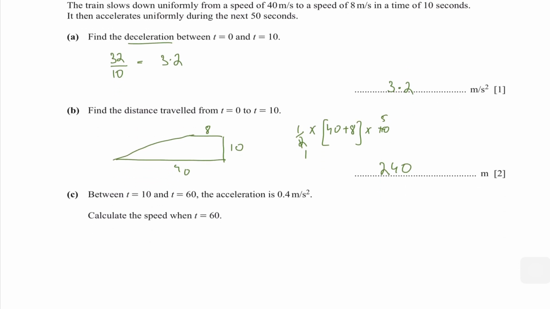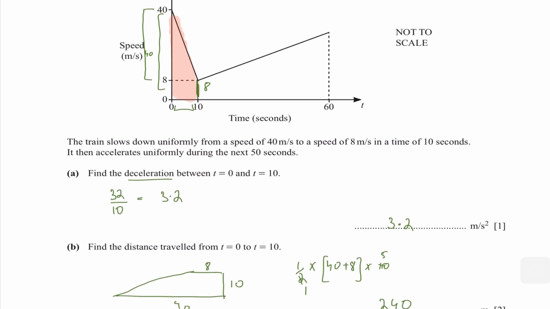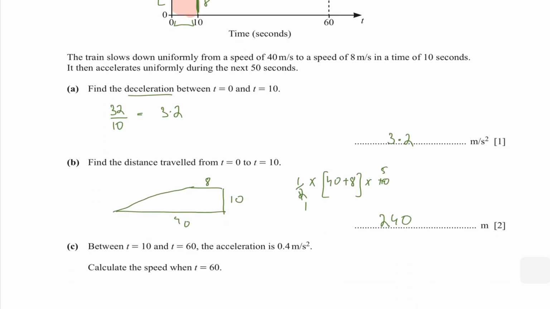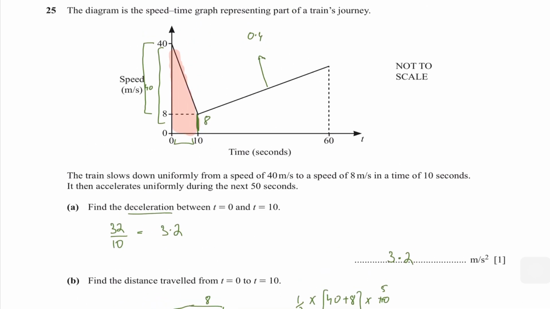Between t equals 0 and t equals 60, the acceleration is 0.4 meter per second square. Calculate the speed when t equals 60. So the acceleration of this region is 0.4, and I have to calculate the speed when t equals 60. Again, I'm going to use the same concept, change in speed upon change in time. I don't know what this value is, so I'm just going to call this v, and I do know what this value is. This is 8, so the change in speed is going to be v minus 8, and the change in time is going to be 60 minus 10, which is 50.